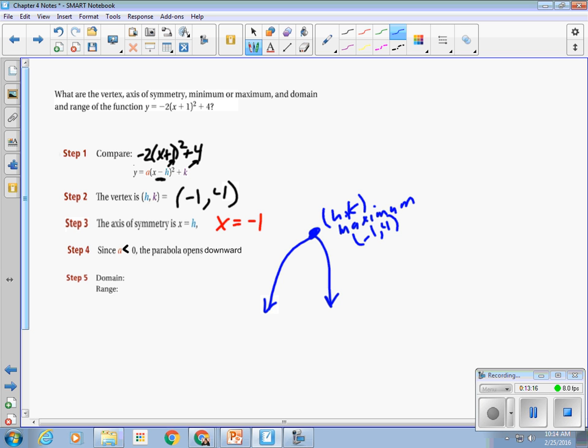So my domain, if we look, anytime you're thinking about domain, you want to say, are there any numbers that I cannot put in that either make a denominator equal to 0 or a square root negative? And we are not even anywhere close to this scenario. So the domain of this function is all real numbers.